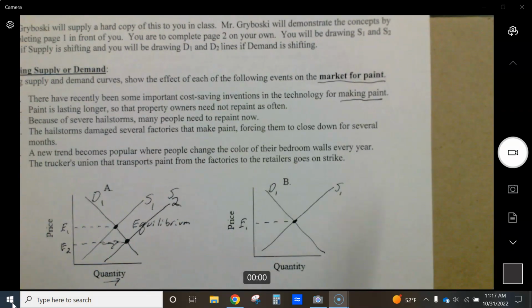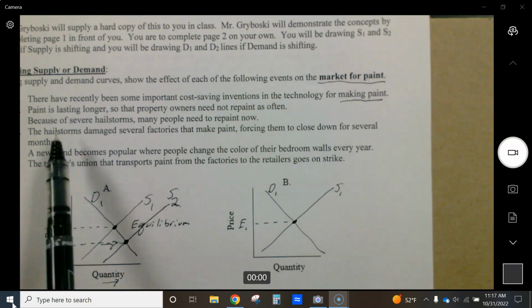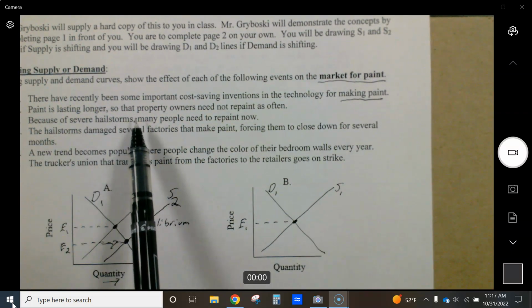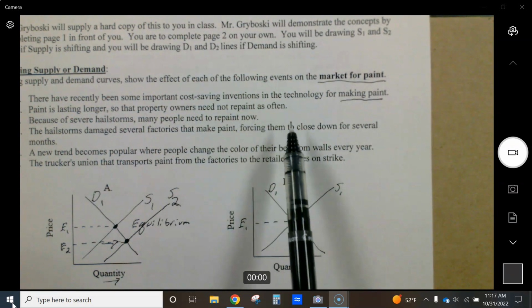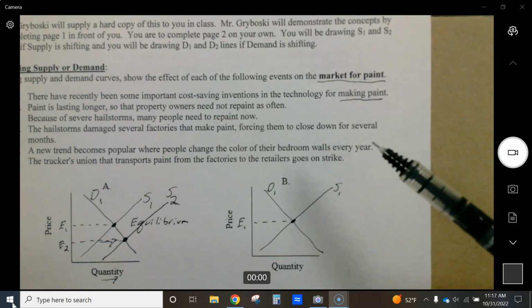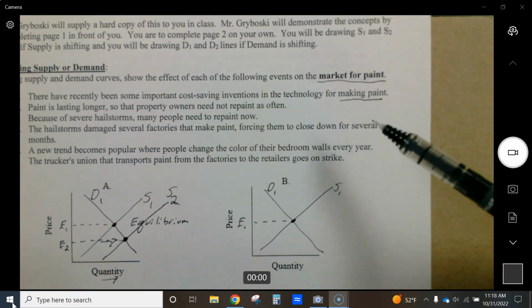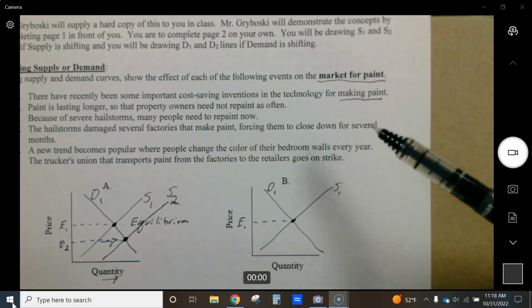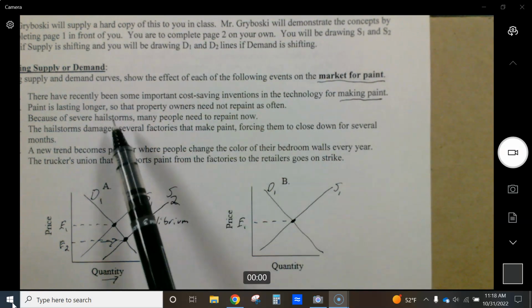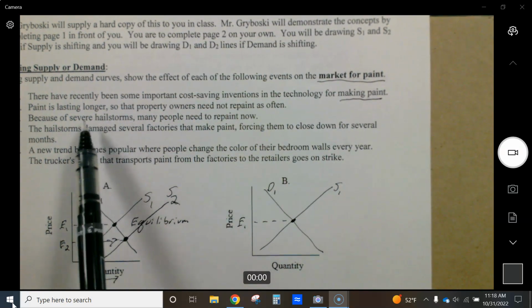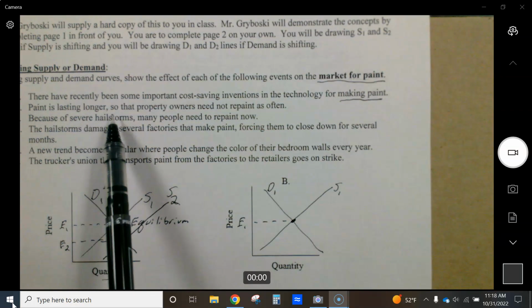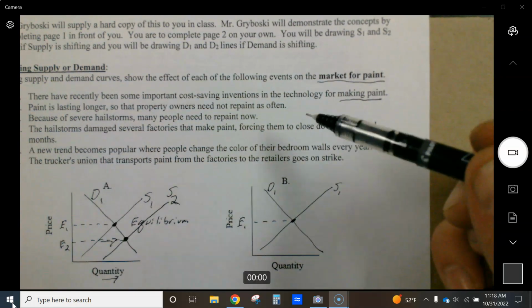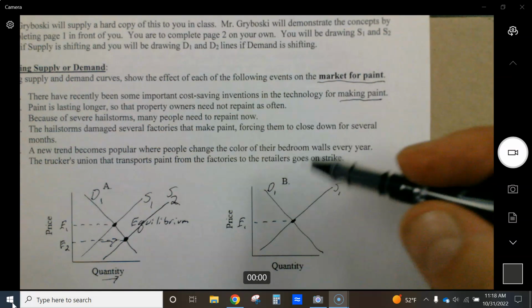All right, let's look at B. B says the paint is lasting longer so that property owners need not repaint as often. So are we talking about the people who supply the paint, the producers, or are we talking about the consumers who demand and buy the paint? In this case, it's the consumers, so that would be demand. So paint is lasting longer, property owners need not repaint as often. All right, we're talking about demand.